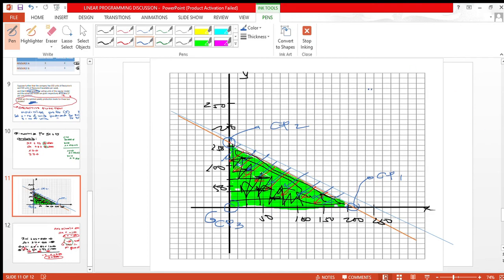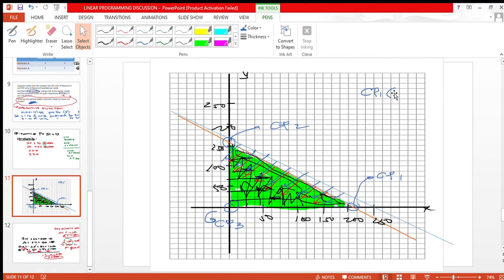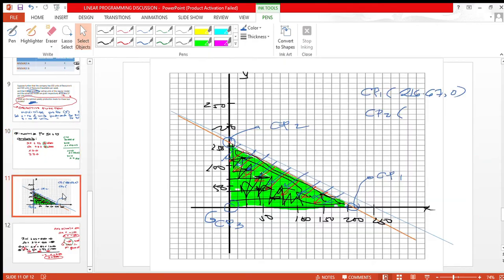Based on our analysis earlier, corner point 1 is the x-intercept, where y is 0: 216.67, 0. And then corner point 2 is this, 0, 162.5. And then, of course, corner point 3 is the origin. Okay, there you have it.